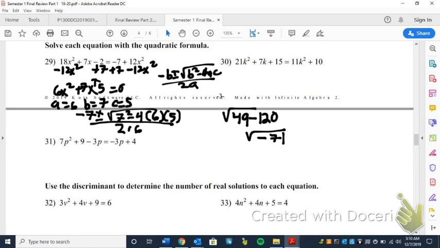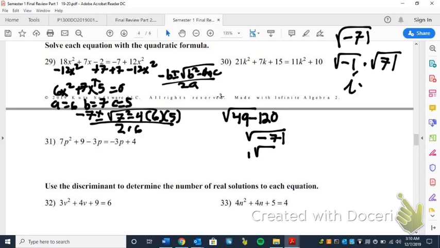Now, we know we can't do the square root of negative 71, but we can do i, because the square root of negative 71 is the same thing as the square root of negative 1 times the square root of 71, or i times the square root of 71. So this turns into i times the square root of 71, and then we just put everything else back in. Negative 7 plus or minus that, divided by 12.